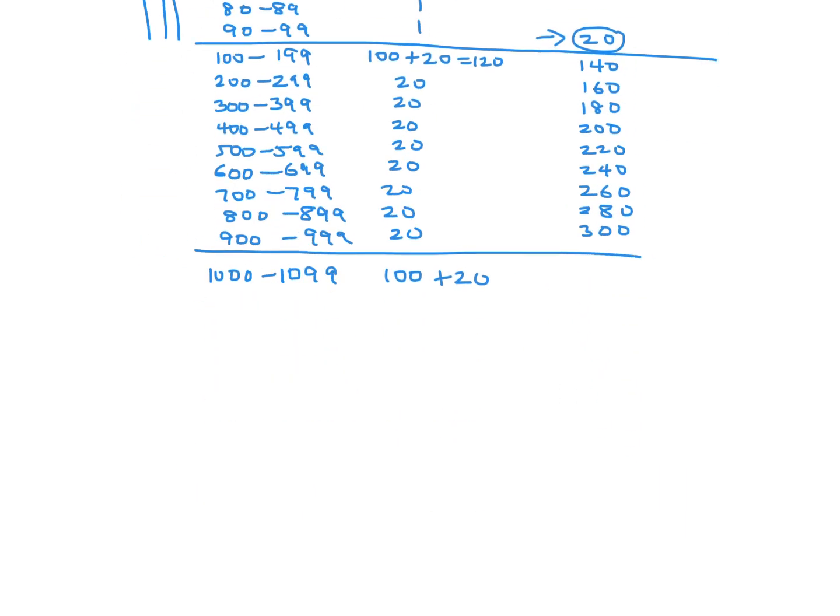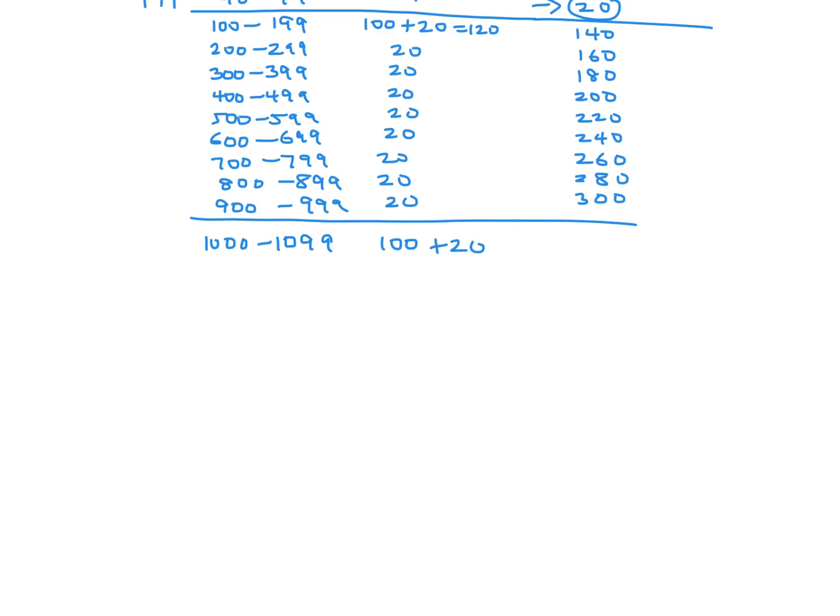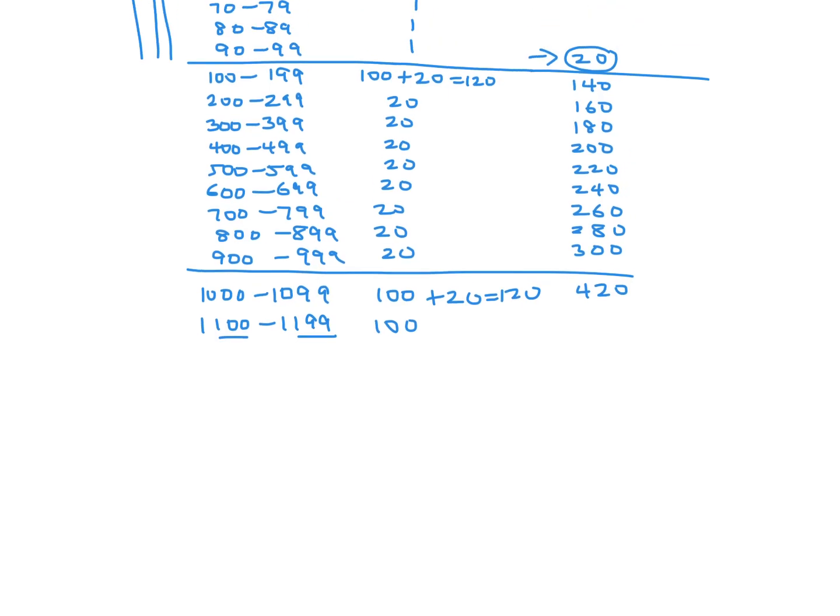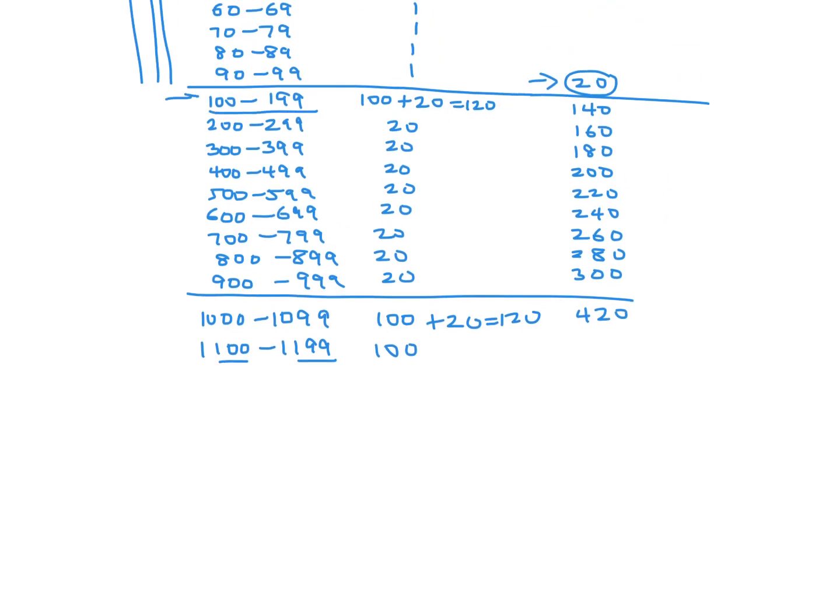So like that, 120. So we have to add 120 to this cumulative total, so now we're up to 420. Similarly, 1100 to 1199, that's going to be 100 for the first digit, but then the 100 to 199 behaves like this guy right here. So that's going to be 120. So that's 220. So now we're up to 640.